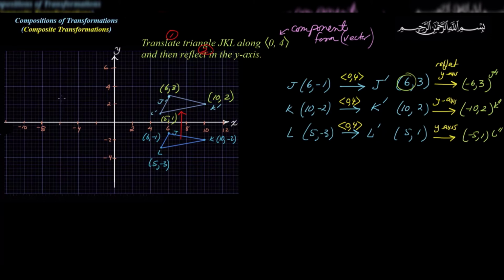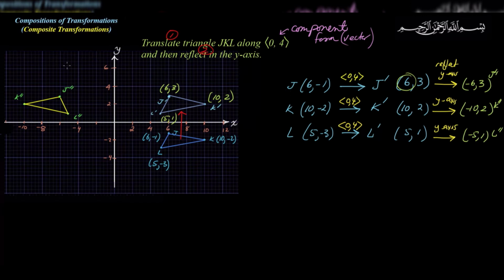That's over here. That's J double prime, and K is -10 and 2. That's beautiful, and it's important. -5 and 1. -5 and 1, it is right here, and that is L double prime. Now I'm just going to connect these. There we go. And here we have it. Ta-da! Now, then we're done.